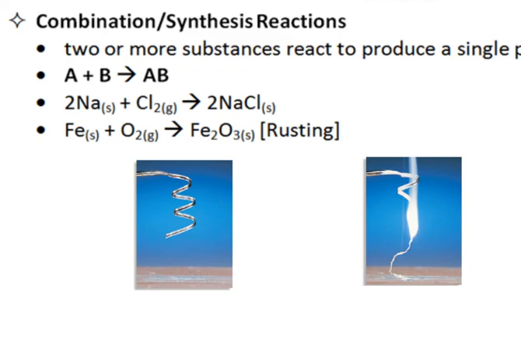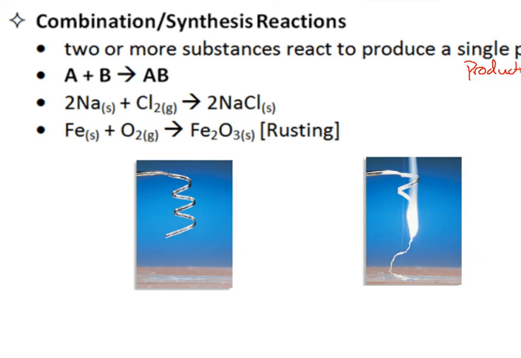Starting off with combination and synthesis reaction. This is when 2 or more substances react to make a single product. Okay? So an example, 2 no-name elements, A plus B, yields AB together. Sodium and chloride coming together to yield sodium chloride is one, or the creation of rust, iron and oxygen making iron oxide, iron 3 oxide.